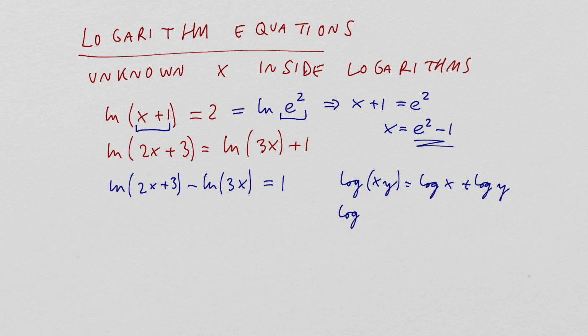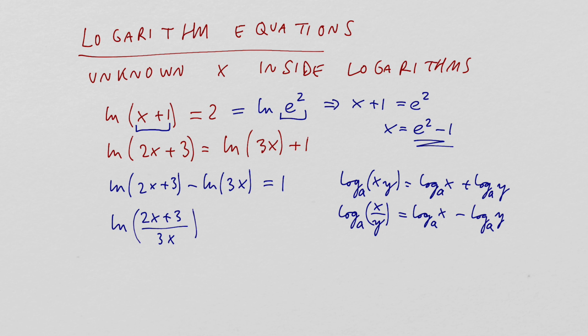and the logarithm of a division is the difference of logarithms. And here the logarithms can have any base. For any base this works. So now we can combine these logarithms in the left to give that there is just one logarithm of 2x plus 3 divided by 3x, and this equal to 1.